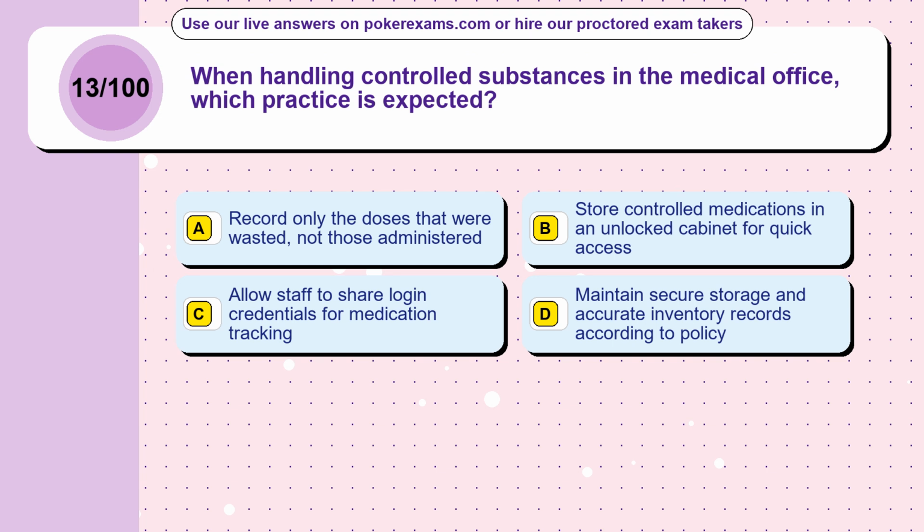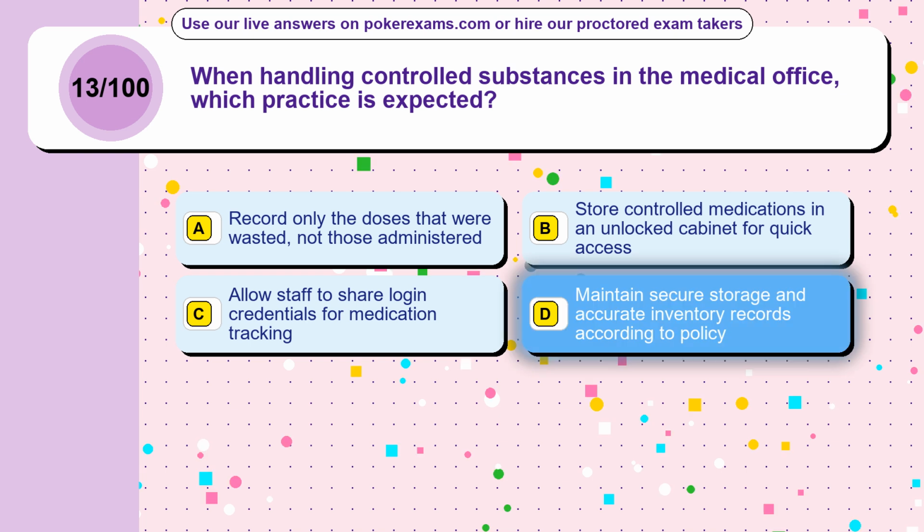Question 13. When handling controlled substances in the medical office, which practice is expected? Option A. Record only the doses that were wasted, not those administered. Option B. Store controlled medications in an unlocked cabinet for quick access. Option C. Allow staff to share login credentials for medication tracking. Option D. Maintain secure storage and accurate inventory records according to policy. The correct answer is option D.